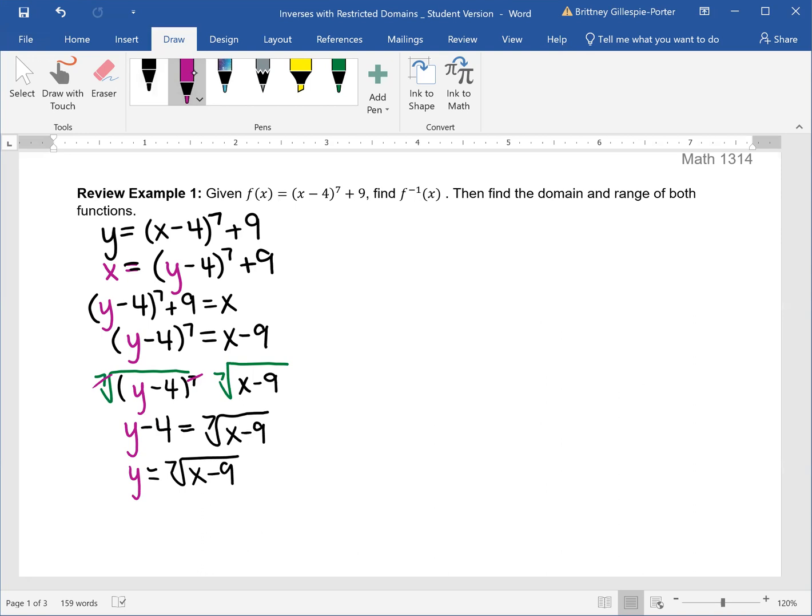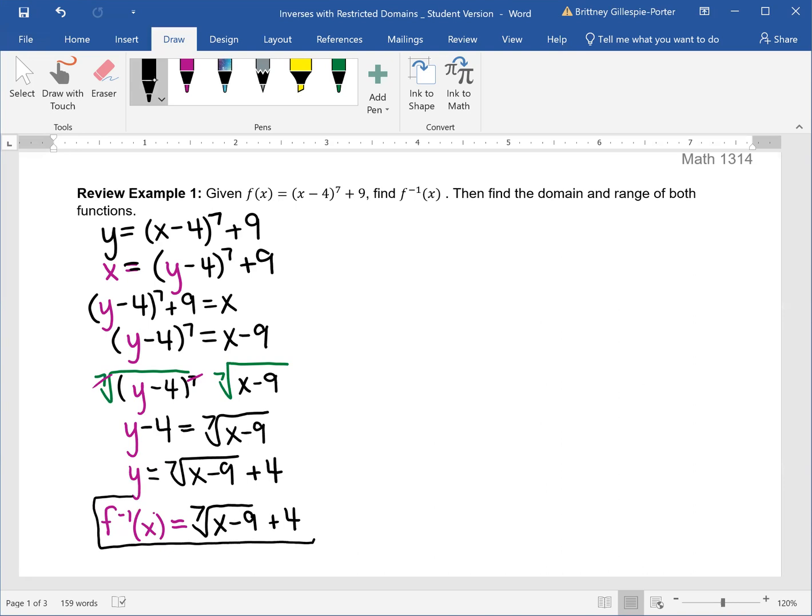Last step, we need to replace the y with our inverse notation. Since f of x was our original, we're going to say f inverse. And I dropped my plus 4 in the last one. Sorry about that. So our f inverse is equal to the 7th root of x minus 9 plus 4. Keep in mind that the 4 does not go under the radical because we took the radical, or the 7th root, of both sides before we added the 4.